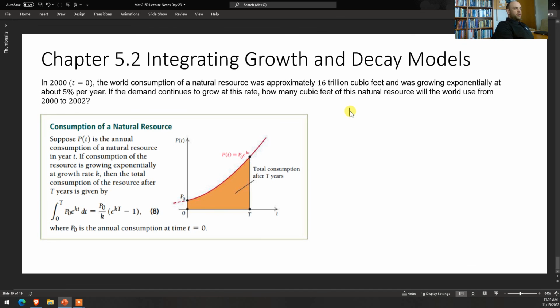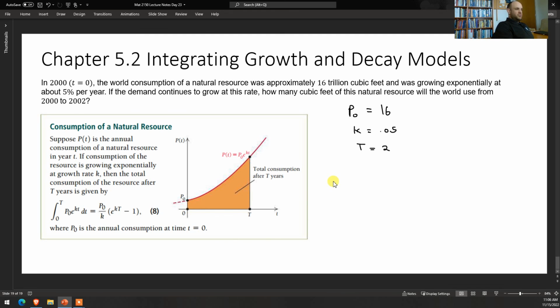So for our model, at t equal to 0, we have 16 trillion cubic feet. So we'll say P naught is equal to 16. Our k is 5%, so we'll say 0.05. And we want to know how much of this resource was used from t equal to 0 at 2000 to 2002. So our capital T is 2 years.